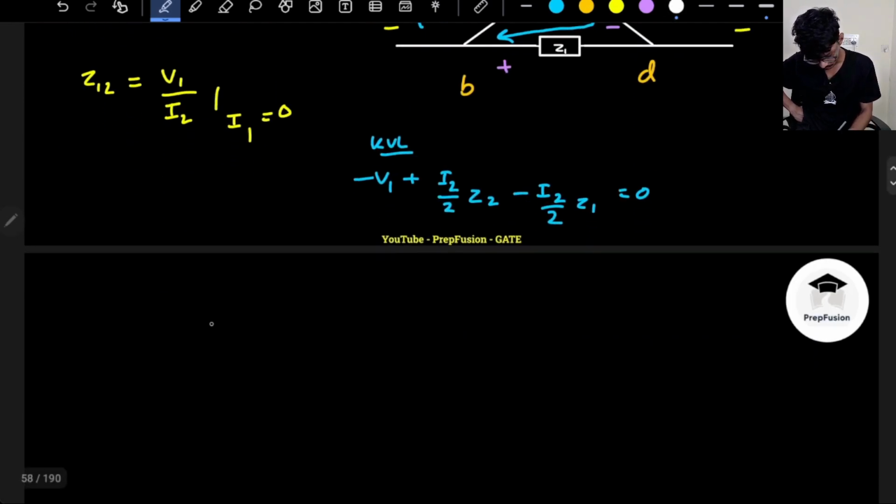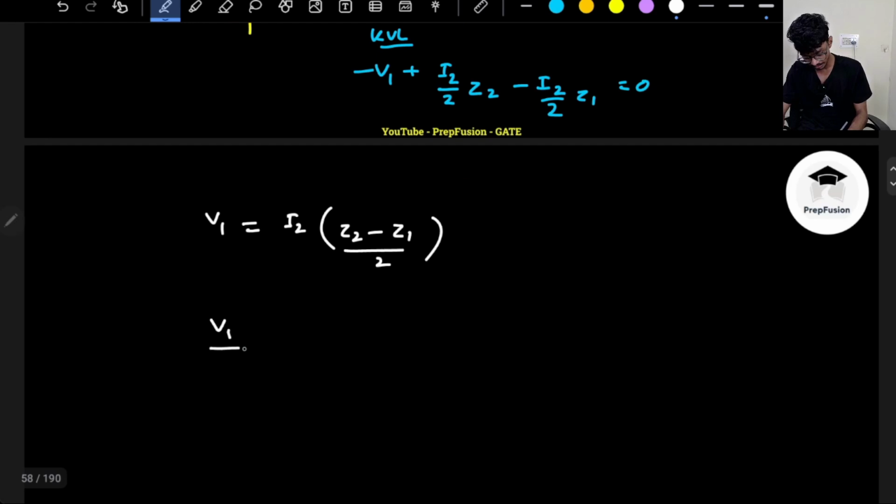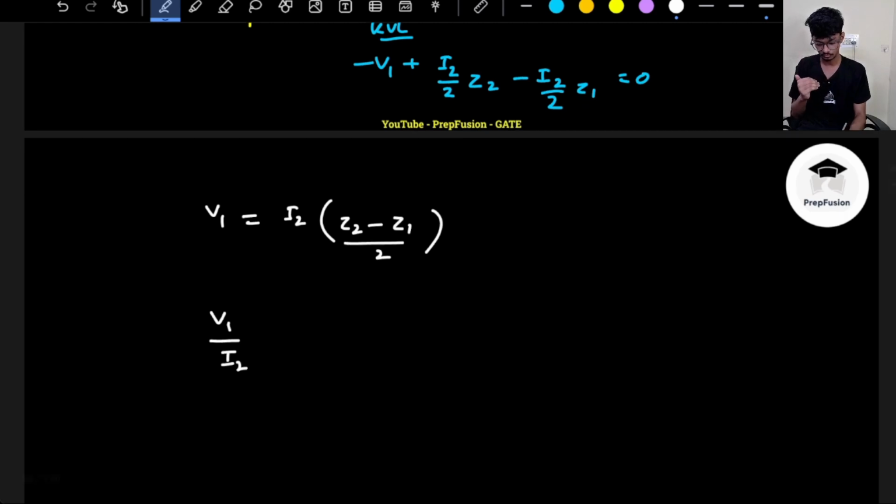So from here my V1 equals I2, if I take common, (Z2 minus Z1) divided by 2. Okay, we derived it correctly only, so that was also correct. So here my V1 by I2, this is also another way which you can solve. I am explaining all the methods by which you can solve the parameters. Solving a network, there are n number of ways, but of course you have to choose which one will give you the fastest result and which one will be the optimized one, the one that takes the least effort and time.